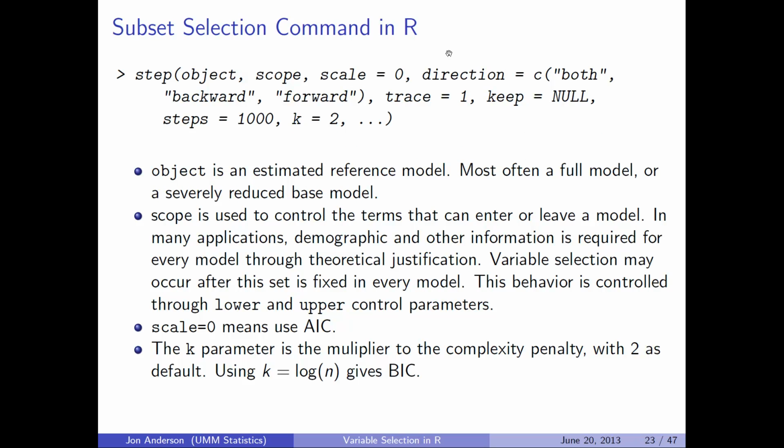The command for doing this kind of thing is called the step function, and you need a model object, and usually it is a full model, some sort of base model to start with. The scope option tells the model selection process to add terms up to a certain maximum complexity, or reduce terms until a certain minimum complexity, and that tells the model selection process how big or how small to make models.